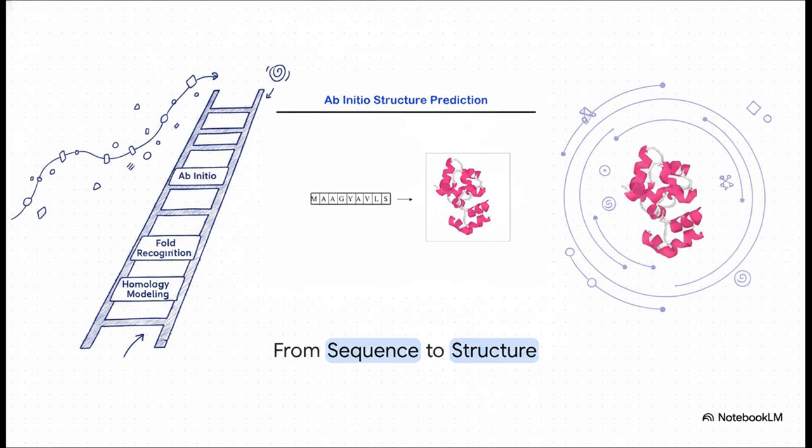So just looking back at the whole journey we've taken today, we start with a simple, flat string of letters on the left. That's our raw amino acid sequence. And by scaling this computational ladder, whether we're copying a template in homology modeling, threading the sequence in fold recognition, or just battling it out from scratch with ab initio algorithms, we end up with a beautifully complex, highly functional 3D structure on the right.